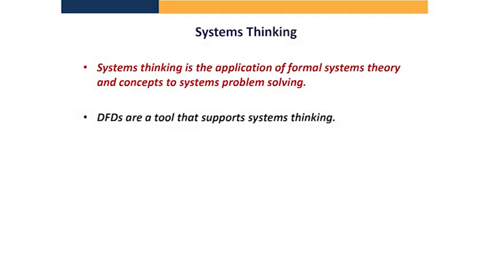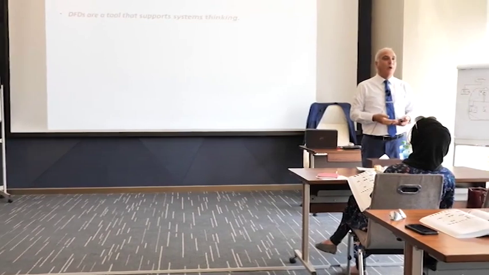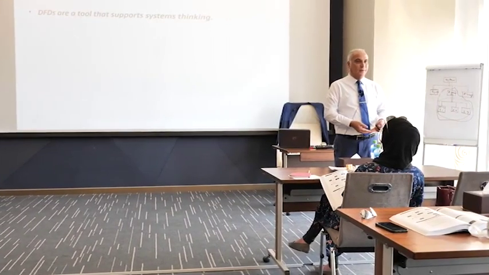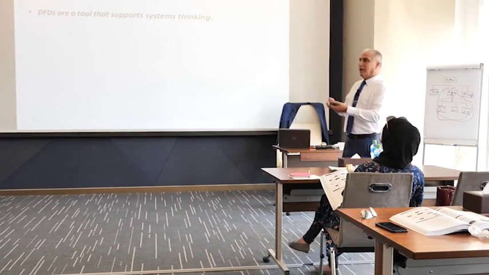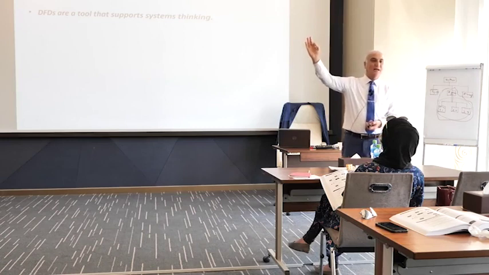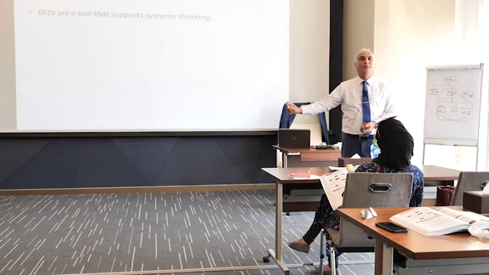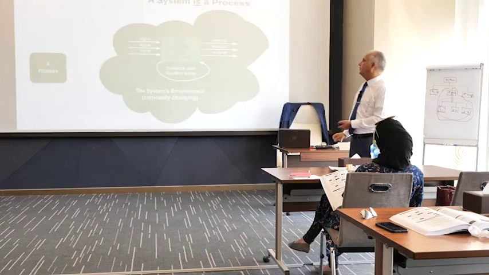Systems thinking is the application of a formal theory and concepts to system problem solving. It means I'm trying to understand how to solve this problem. I have a problem: people place an order and they have an outstanding balance. So I use systems thinking. I check whether there is an outstanding balance, a decision tree. If there is an outstanding, then you have to pay. If there is no outstanding, then you proceed.